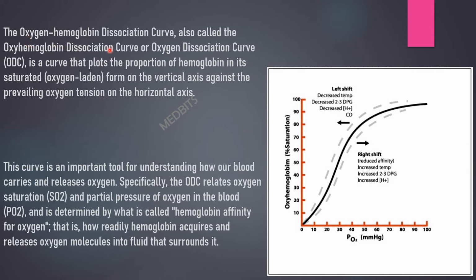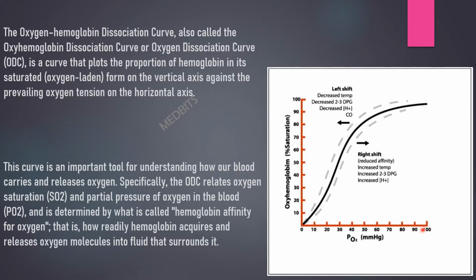The oxygen hemoglobin dissociation curve, also called the oxyhemoglobin dissociation curve or simply oxygen dissociation curve, is a curve that plots the proportion of hemoglobin in its saturated, that is oxygen laden form, on the vertical axis against the prevailing oxygen tension on the horizontal axis. This curve is an important tool for understanding how our blood carries and releases oxygen.